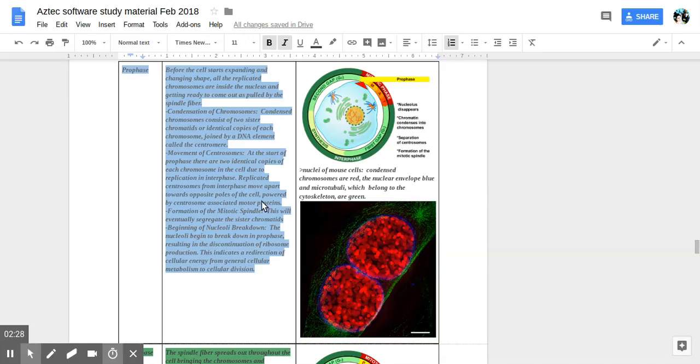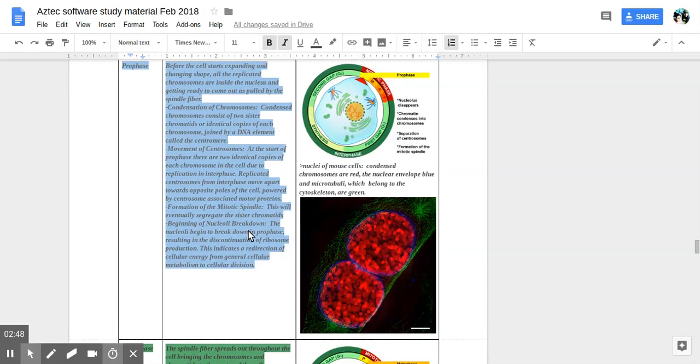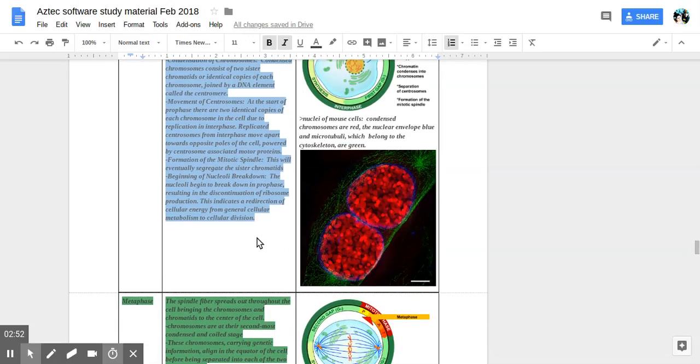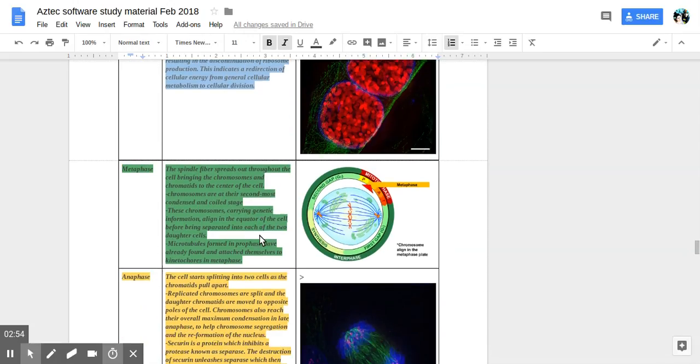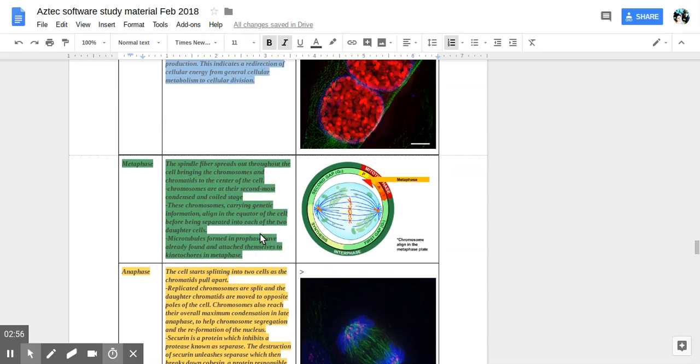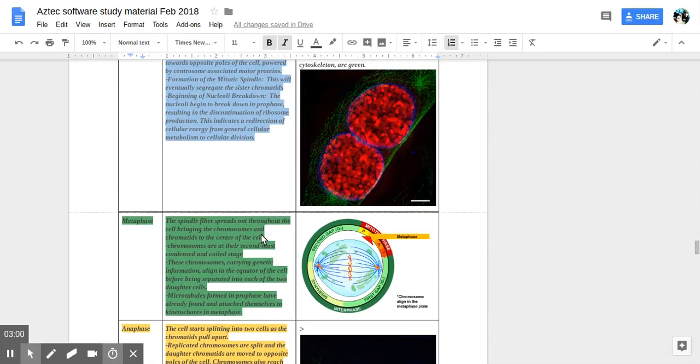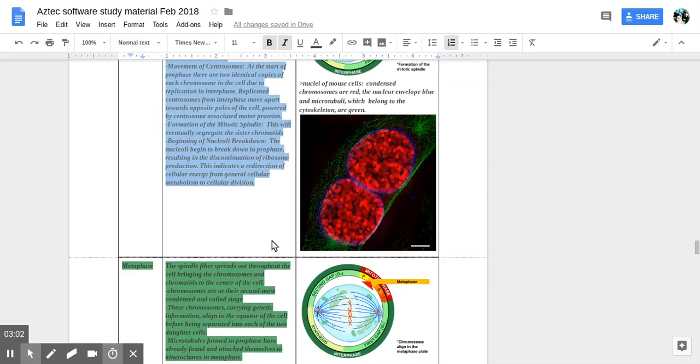So then you have sister chromatids, which are identical copies of each chromosome joined by a DNA element called the centromere, which is a protein unit. So the cytoskeleton is helpful with the movement of the DNA and the chromosomes.